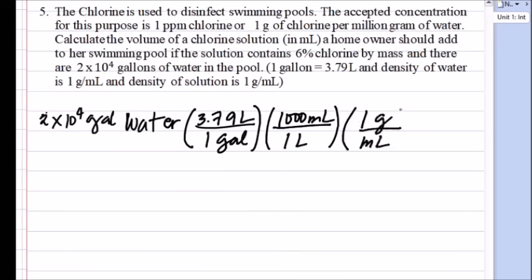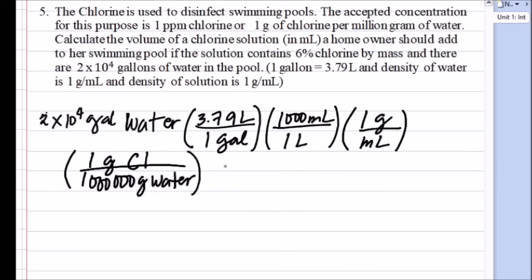Ayan. And then pagkatapos, gamitin natin yung binanggit na parts per million niya, which is 1 gram daw ng chlorine ay katumbas daw ng 1 million grams. So, gawin ko na lang 1 million grams ng water. Okay, then pagkatapos, yung 1 gram ng chlorine solution, katumbas ng 0.06 grams ng chlorine.